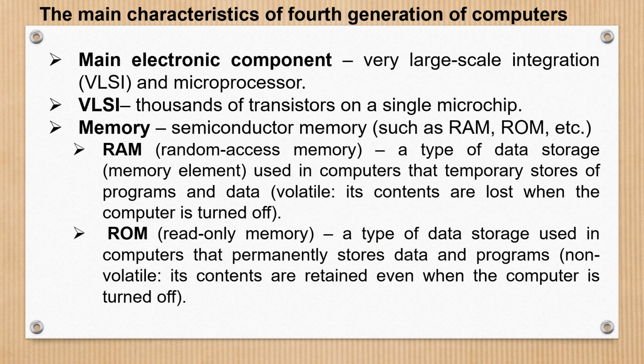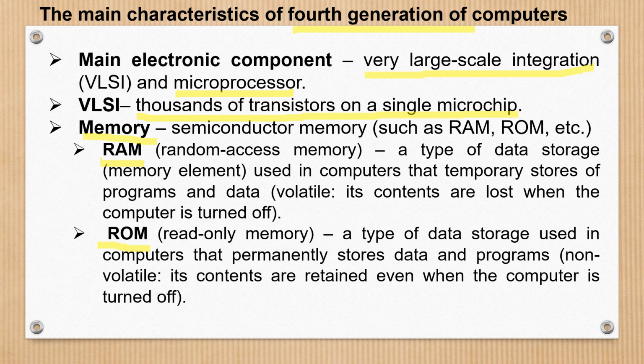Next, in the fourth generation system, we have the microprocessors, and microprocessors use the concept of very large scale integration, that is VLSI circuits. VLSI basically contains thousands of transistors on a single microchip. Further, in the fourth generation, we have the concept of memory. That memory is of two types: RAM and ROM. RAM is random access memory, whereas ROM is read-only memory.